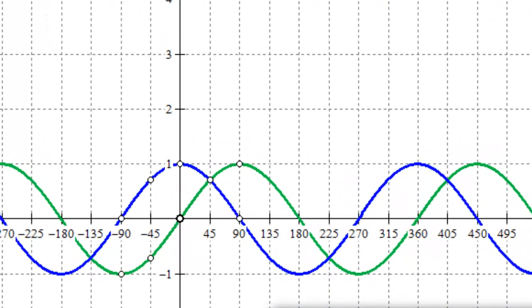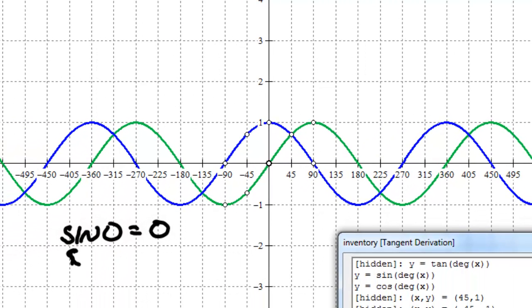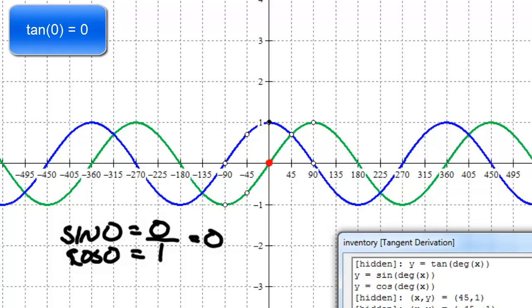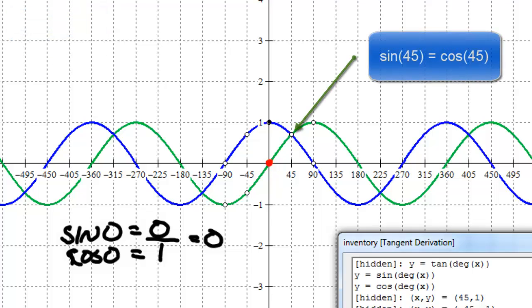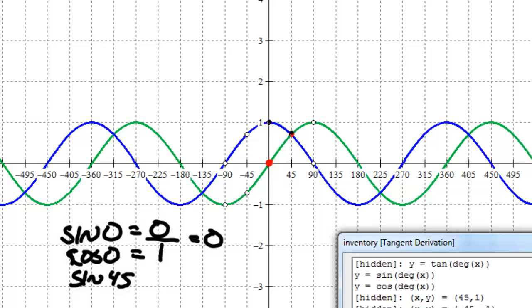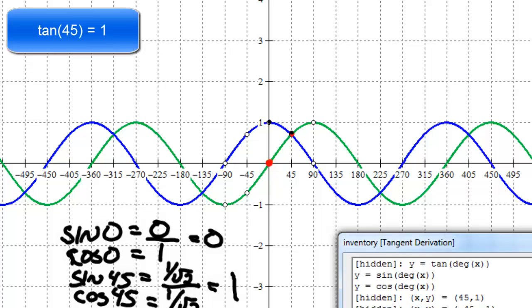So let's start when x equals 0. When x equals 0, we know that the sine of 0 is 0 and the cosine of 0 is 1. So my ratio turns out to be 0 over 1, which gives me a tangent value of 0. Let's look at 45 degrees. At 45 degrees, we can see that the cosine and sine are equal to each other. The sine of 45 and the cosine of 45 are equal to 1 over the square root of 2. That ratio gives me a 1. So at 45 degrees, my tangent value is 1.